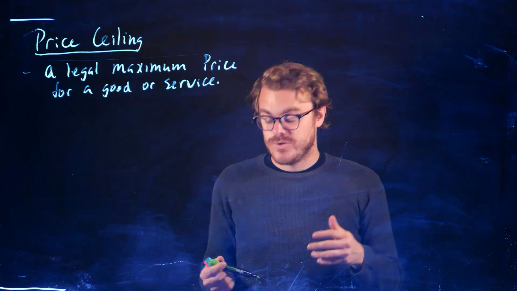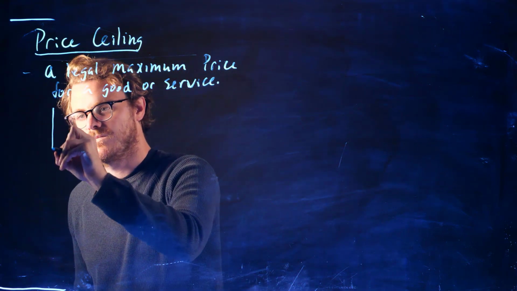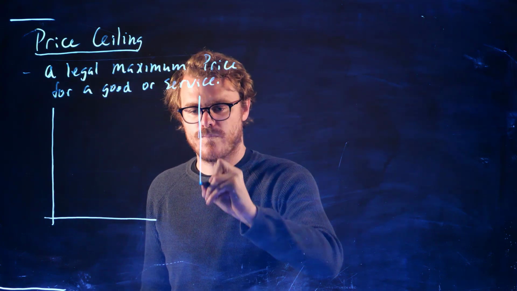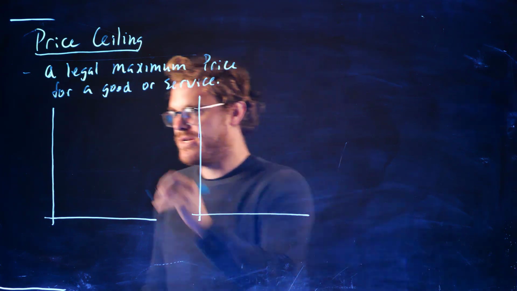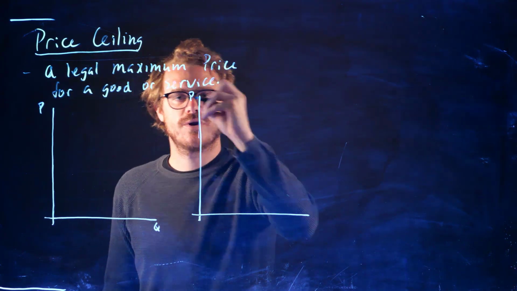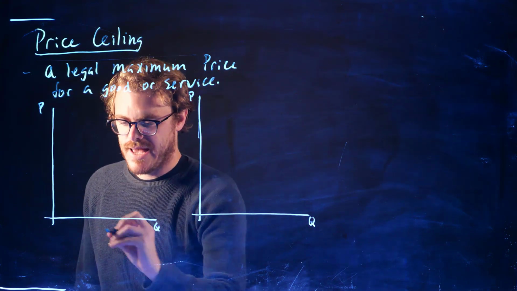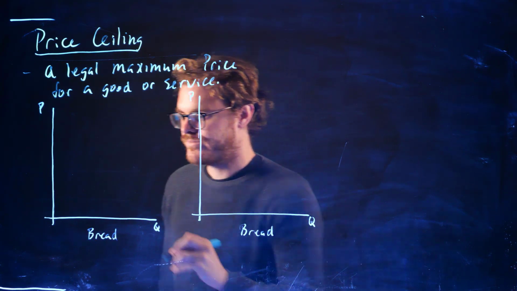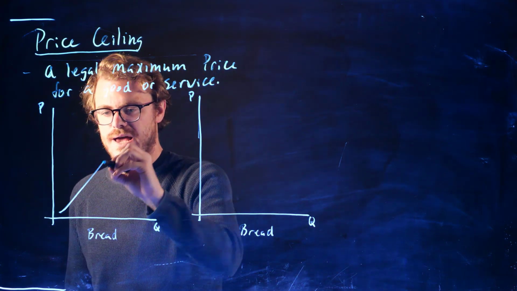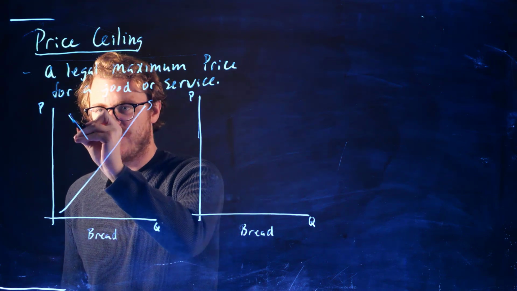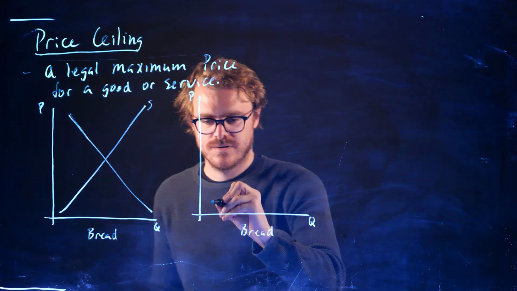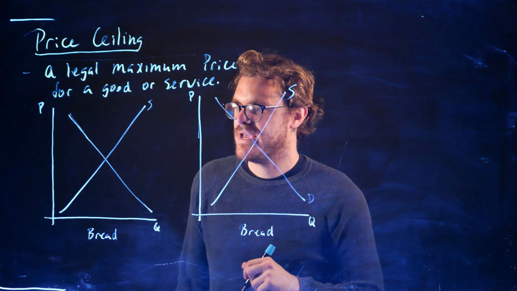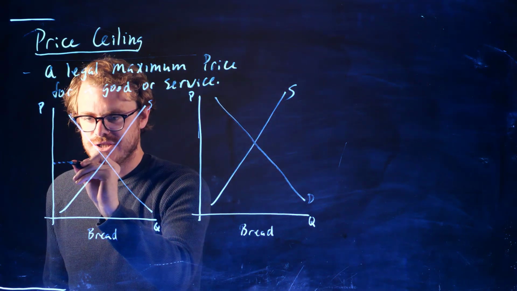And so again, we can think about two different scenarios. Just like price floors, we'll draw the same market, two different scenarios, I should say, price and quantity, price and quantity. Let's say we're looking at bread. We have a downward sloping demand curve, upward sloping supply, and we have this old original equilibrium.